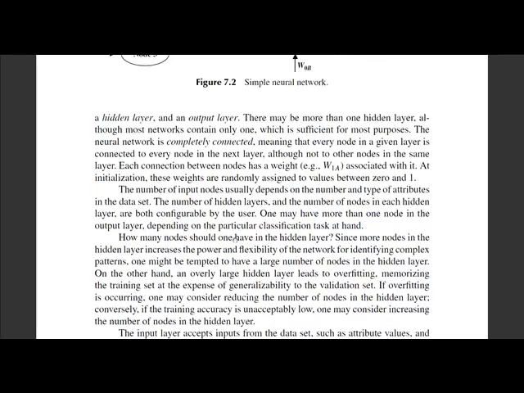How many nodes should one have in the hidden layer? Since more nodes in the hidden layer increases the power and flexibility of the network for identifying complex patterns, one might be tempted to have a large number of nodes in the hidden layer. On the other hand, an overly large hidden layer leads to what's called overfitting or memorizing the training set at the expense of generalizability to the validation set. So what that means is that if you have lots of nodes, you'll be able to fit the data very well.